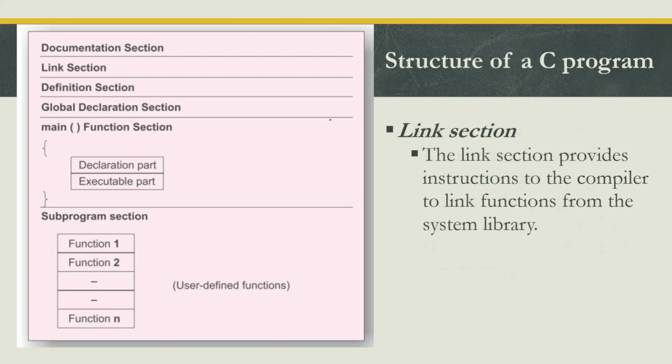Now let's move further. Our next section is the link section. What is in the link section? The link section provides instructions to the compiler to link functions from the system library. Suppose you are writing a program and you want to use a function which is specified in another file, then you have to link that file with our current program file. And to link that file, you have to write the code in which section? In the link section.